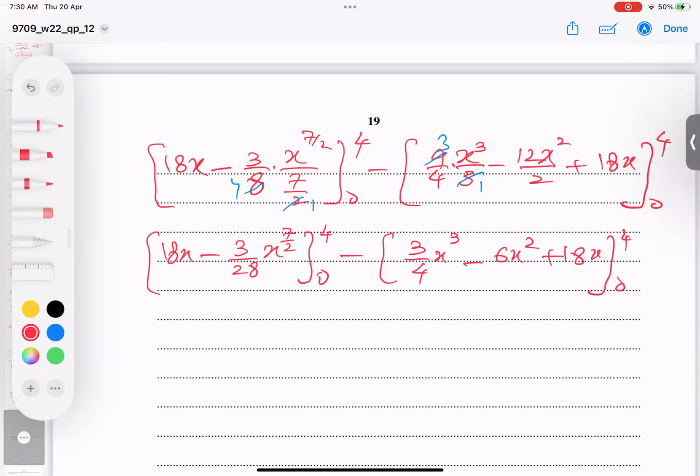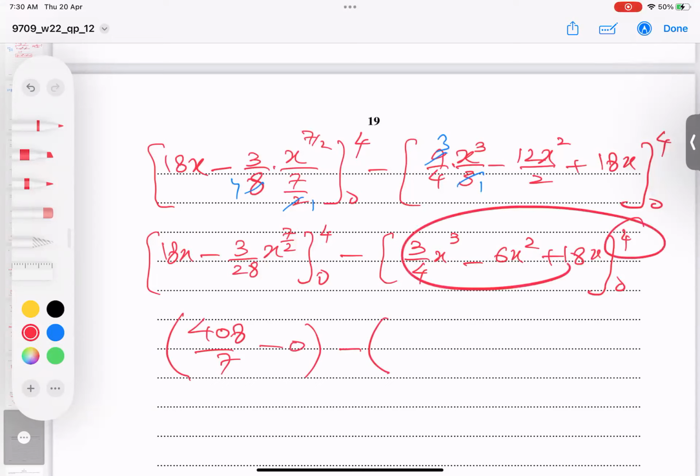Now I'm going to plug in 4 everywhere. When I plug in 4, I type in my calculator 18 times 4 minus 3 divided by 28 times 4 to the power 7 divided by 2, and I get 408 over 7. When I plug in 0, I get what, students? 0. This upper limit is done.